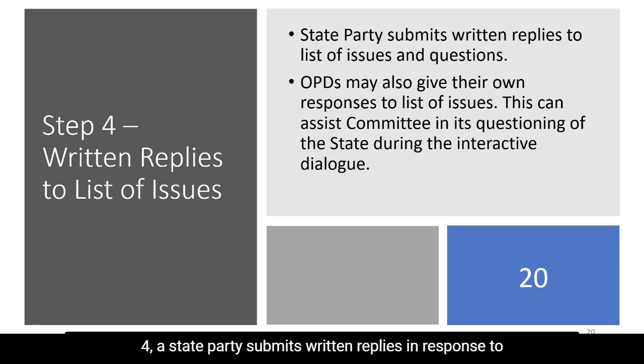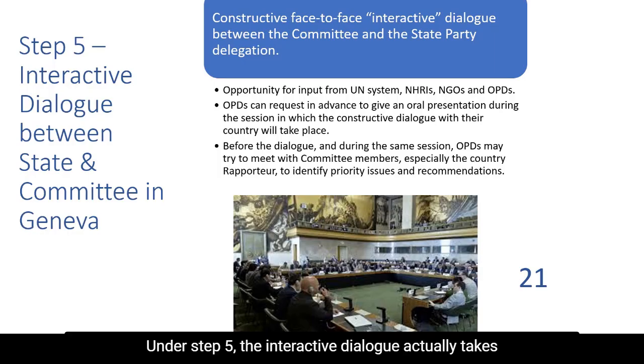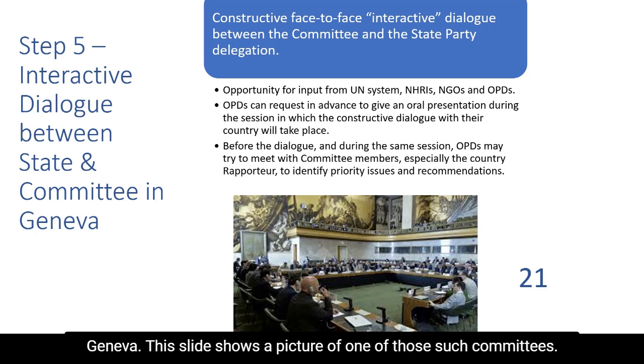Under step four, a state party submits written replies in response to the list of issues and questions presented to it, and OPDs may also give their own responses to the list of issues. This can really help the committee in its questioning of the state during that interactive dialogue component. Under step five, the interactive dialogue actually takes place between the state and the CRPD committee sitting in Geneva. This slide shows a picture of one of those such committees.